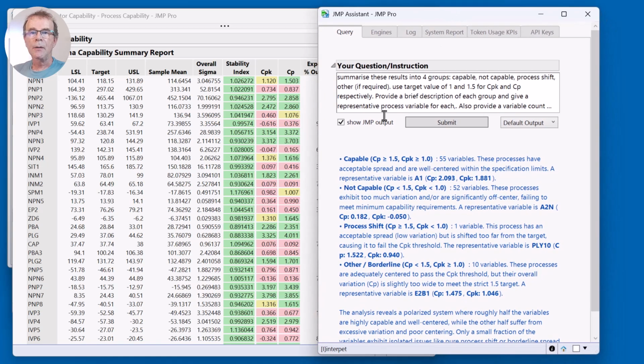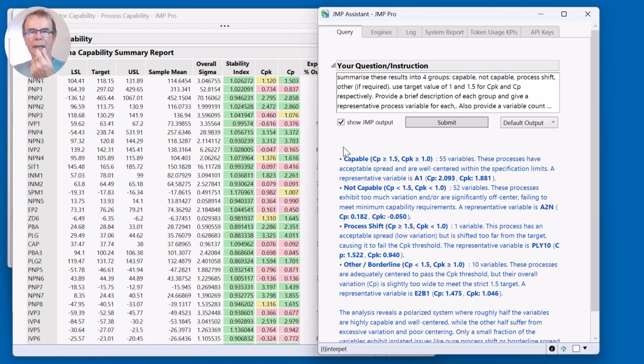Okay, so we've got capable, not capable, process shift, and other. And let's just see what the other is. Well, the other they've just done is borderline. These processes are adequately centered to pass the CPK threshold, but their overall variation is slightly too wide to meet strict. I like this classification. This is, I would call, not robust. It's the situation where actually CPK is on target, but CP is not. It's a fairly rare event, and a lot of people can't get their head around this one.